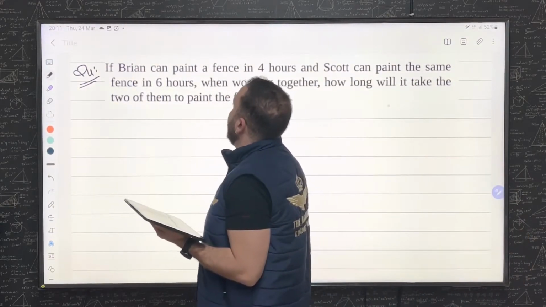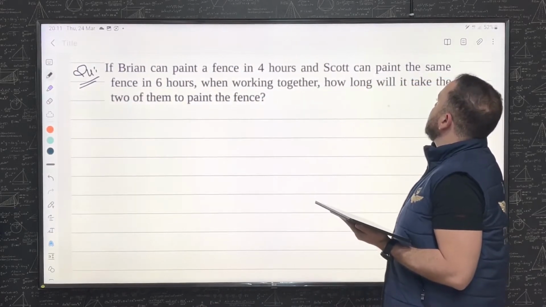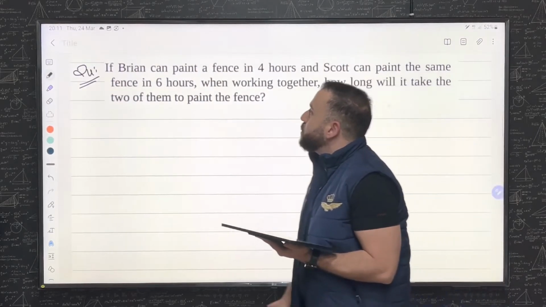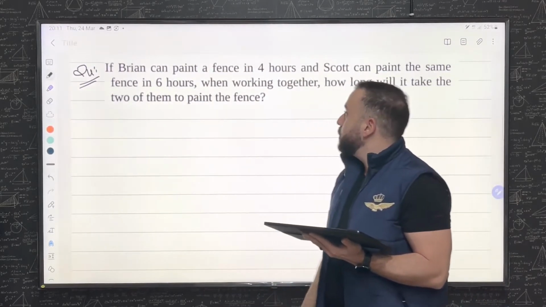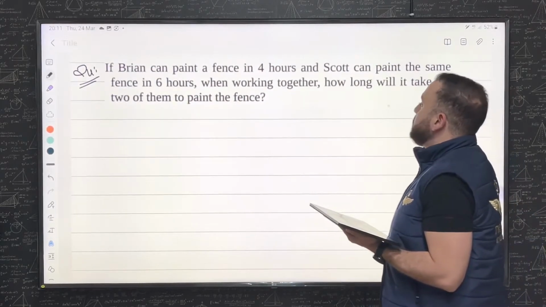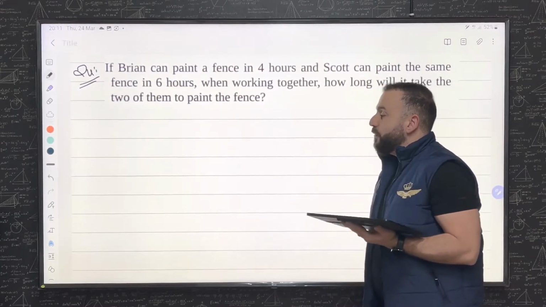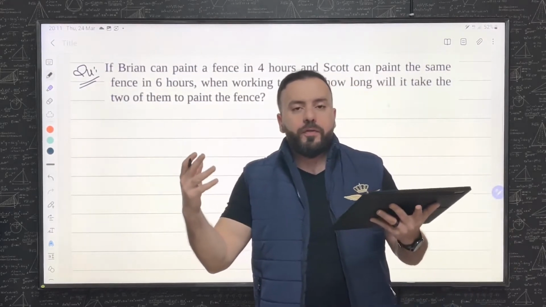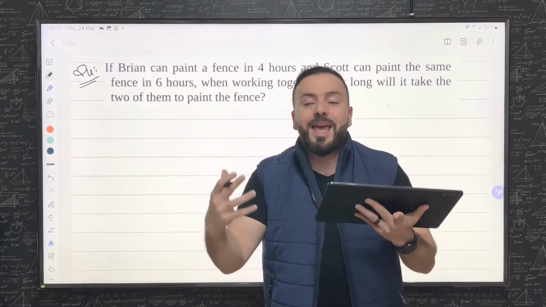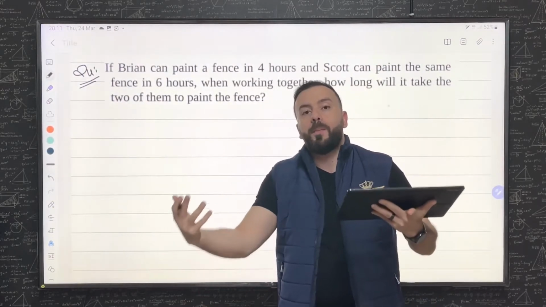If Brian can paint a fence in 4 hours, and Scott can paint the same fence in 6 hours, when working together, how long will it take the two of them to paint the fence? Check this. If they work together, it means their speeds combine. We're going to combine their speeds.